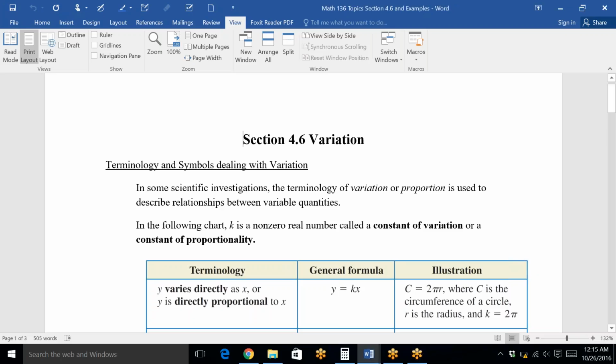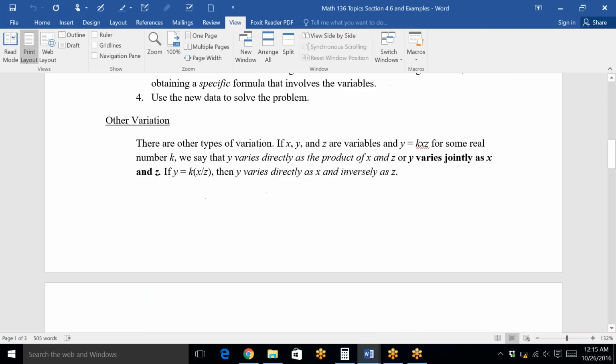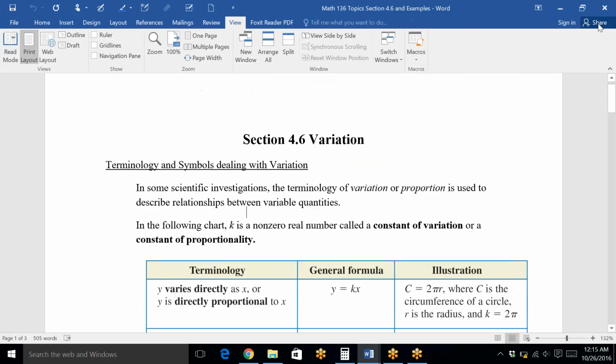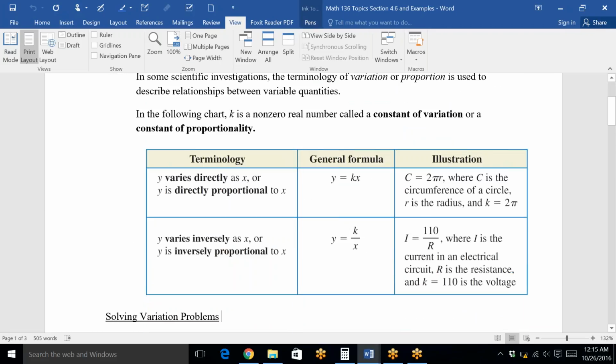Okay, this is the extra examples from 4.6 variation. We learned that there was direct variation and inverse variation. Direct means that y is related to a multiple of x, whereas inverse means y is related to a multiple divided by x. That multiple is called the constant of proportionality or constant of variation, depending on which book you use.